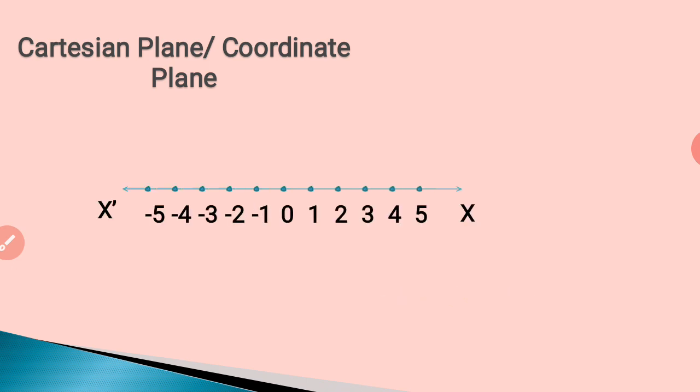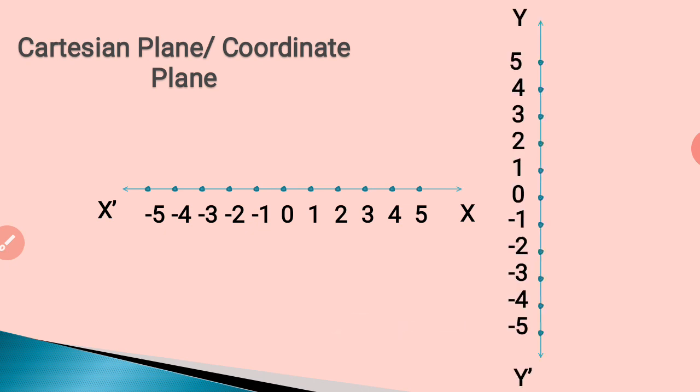Now, this is the x-axis, that is the horizontal axis. You have 0 somewhere in between. On the right hand side, they are the positive numbers, so it is the positive x-axis, and on the left side it is the negative part, so it is the negative x-axis. This is a horizontal line.